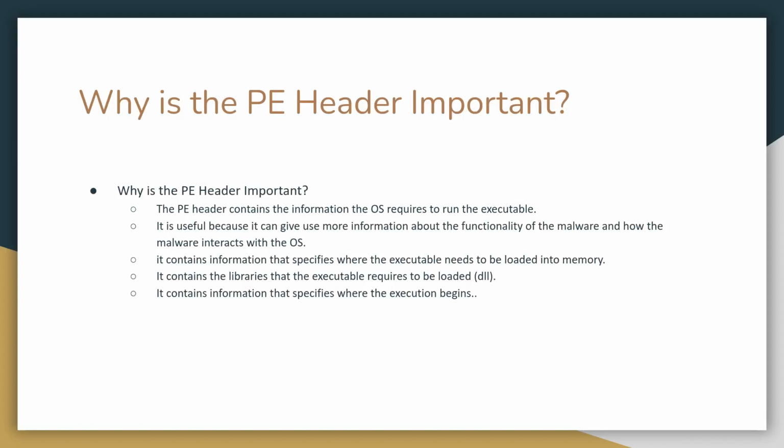Hello guys, we're now going to be looking at the PE header and why it is important for us to be looking at the PE header. Well, in the PE header, there is a lot of information that we can retrieve. PE stands for portable executable. And portable executables, like I said before, are DLLs and .exe. And the PE header contains the information the OS requires to run the executable.